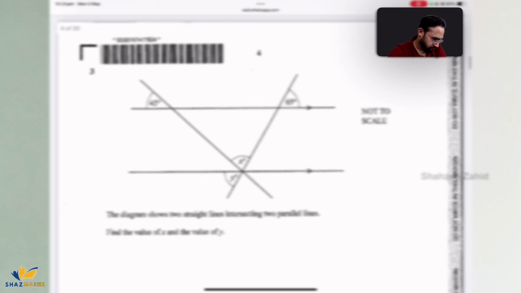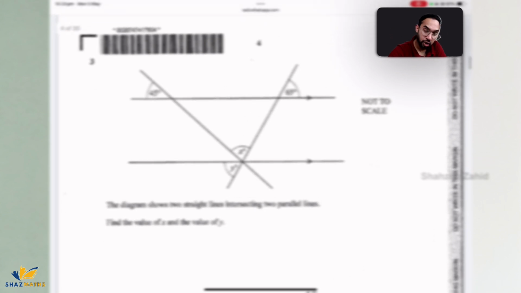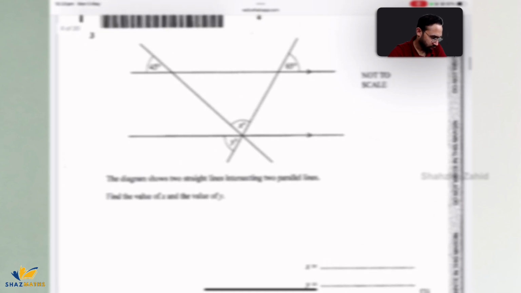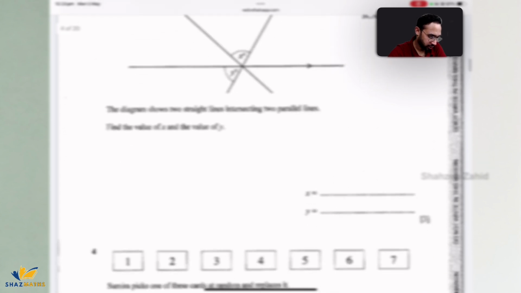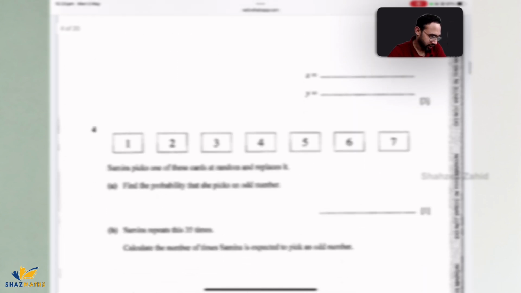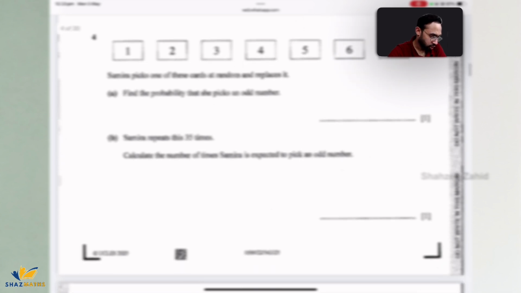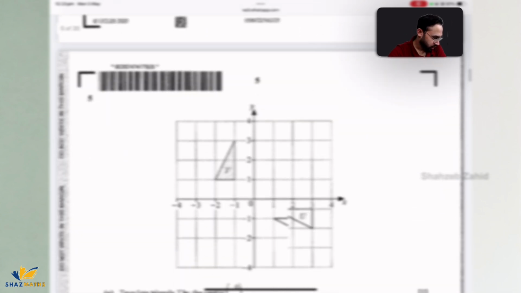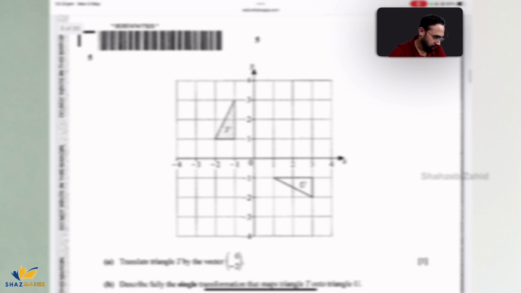Question number 3 is related to angle properties. So find the value of x and y. Yeah, again, pretty much straightforward. Just apply angle properties on parallel lines. Nothing exceptional again. Question number 4 is probability. Pretty straightforward. Yeah, nothing as of now.